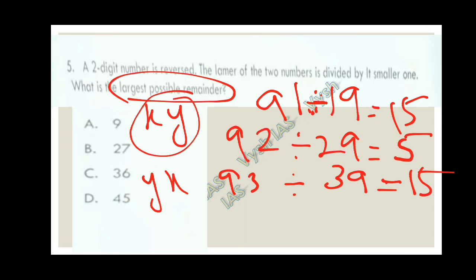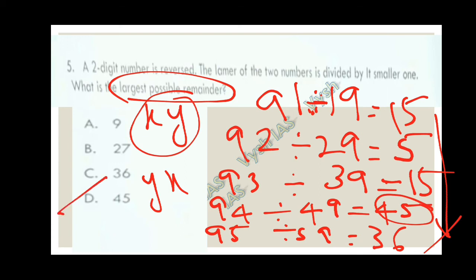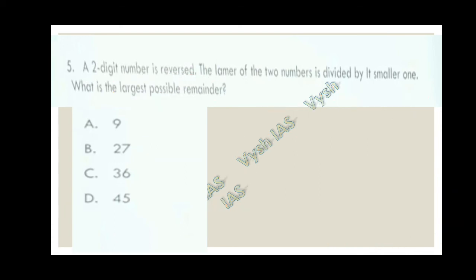If you take another value, 94 divided by 49, the remainder in this case will be 45. If you take another case, 95 divided by 59, the remainder will be 36. Again the remainder is decreasing after 45, so 45 should be the maximum remainder. So option D is correct for question number 5.